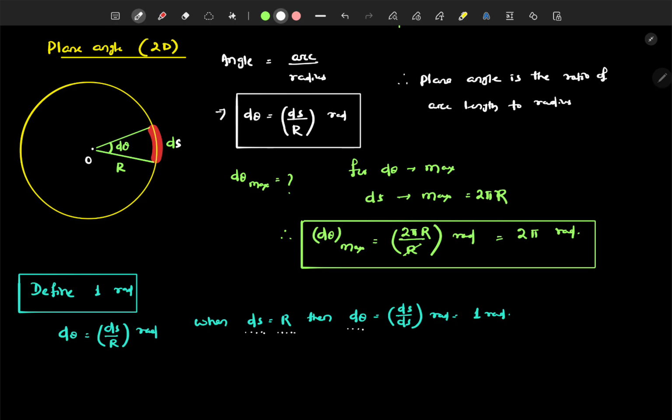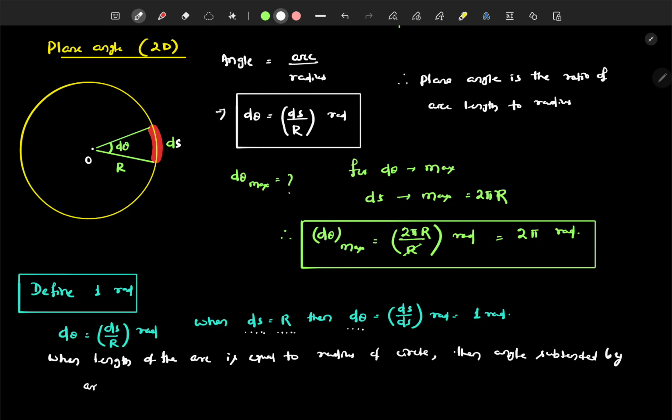So in language, the same thing we have to write. You have to write, when the length of the arc is equal to the radius of the circle, then the angle subtended by the arc with respect to the center of the circle is called 1 radian. So this is all about your radian concept or plane angle concept.